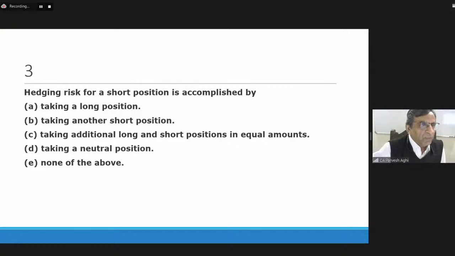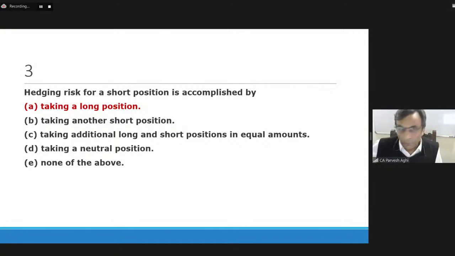Hedging risk for a short position is accomplished by taking a long position, taking another short position, taking additional long and short positions in equal amounts, taking a neutral position. Yes, it seems to be right. 3A, taking a long position. Yes, taking a long position is right. Chavi, you're right. Ambika, you're right. Srinivasa, you're also right. And Preeti, you're also right.